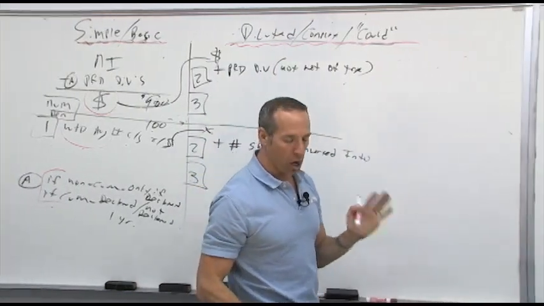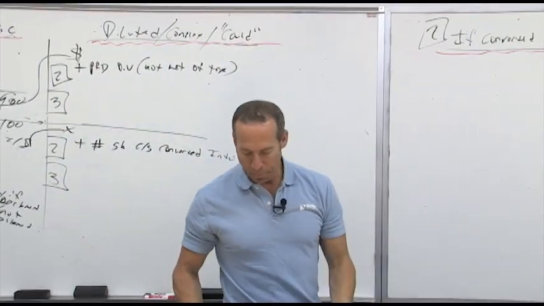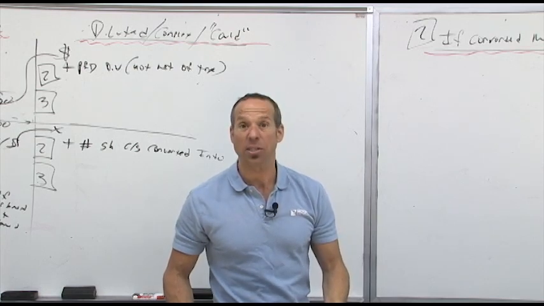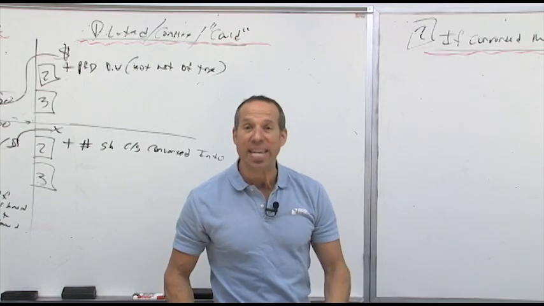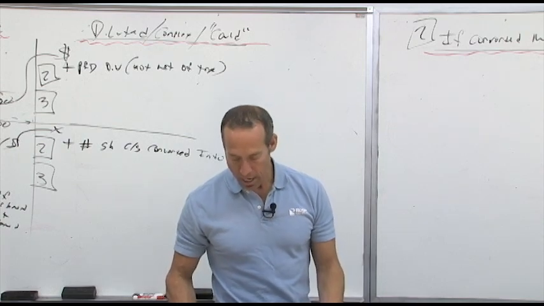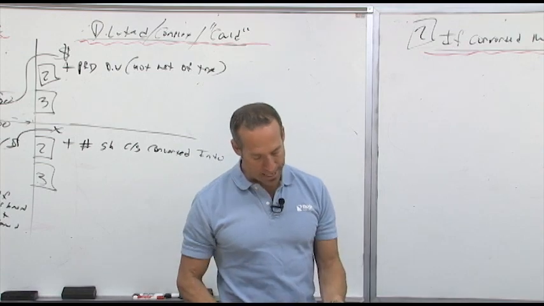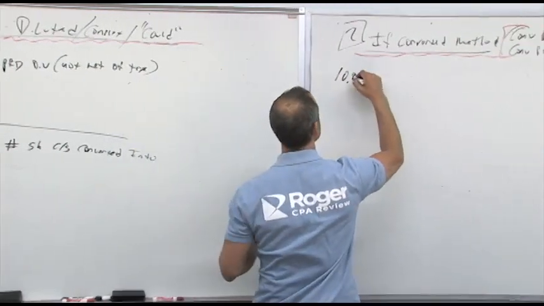What about bonds? Bonds are a little trickier. Why? Because the interest income is taxable. So you're going to have to add in the net of tax savings. So the if converted method is talking about convertible bonds. Let's say, for example, I had $10 million of bonds.